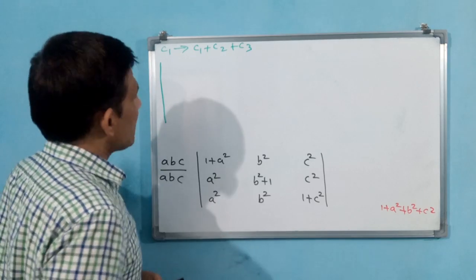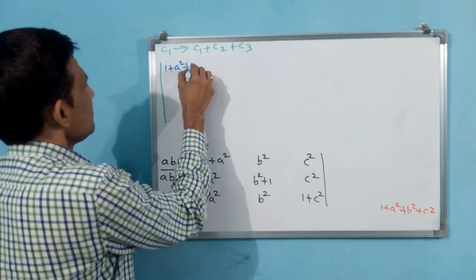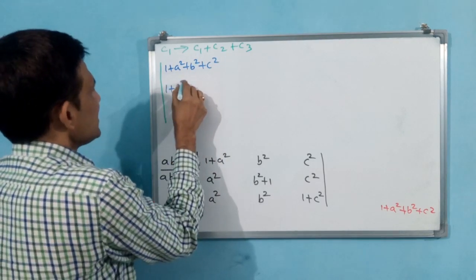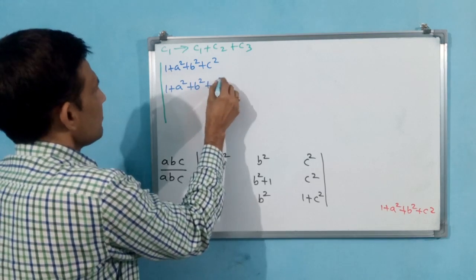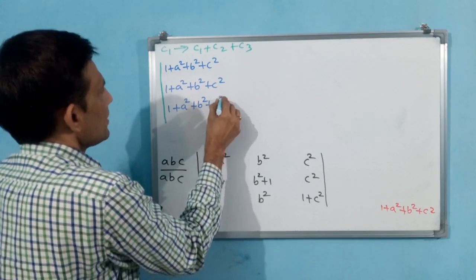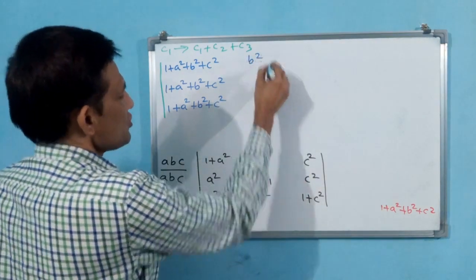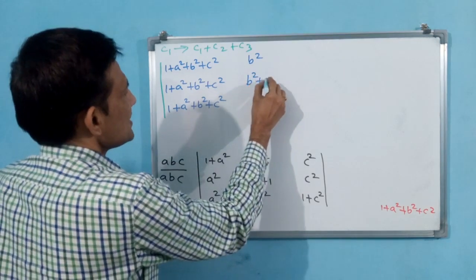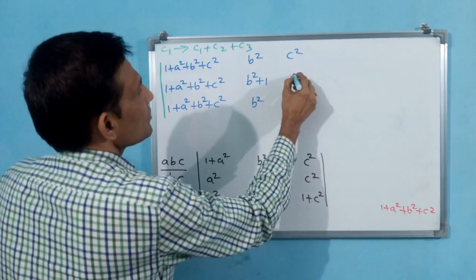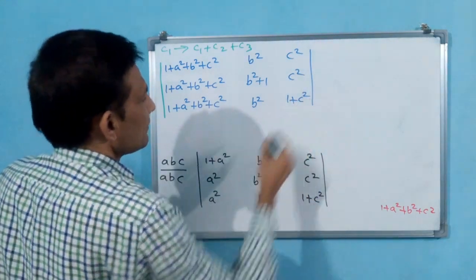Okay. What I am writing, you observe carefully. 1 plus A square plus B square plus C square, and here also 1 plus A square plus B square plus C square, here also 1 plus A square plus B square plus C square. Okay? Remaining two columns are same. Why? Because we are changing only column 1. B square, C square, C square, 1 plus C square. Okay?